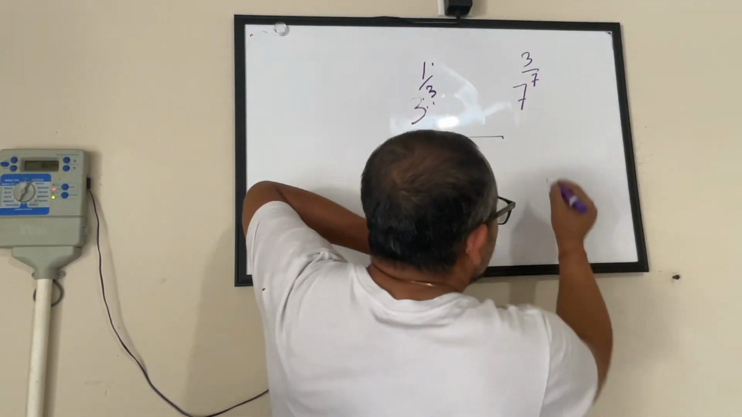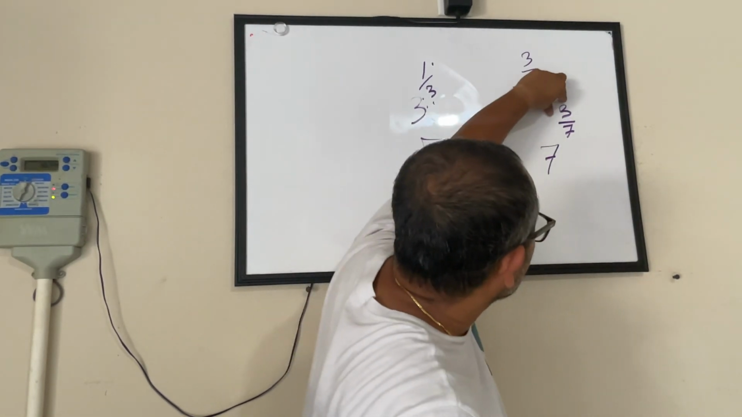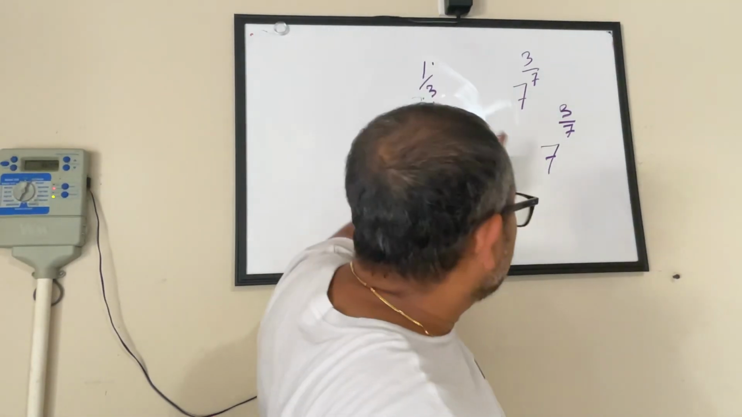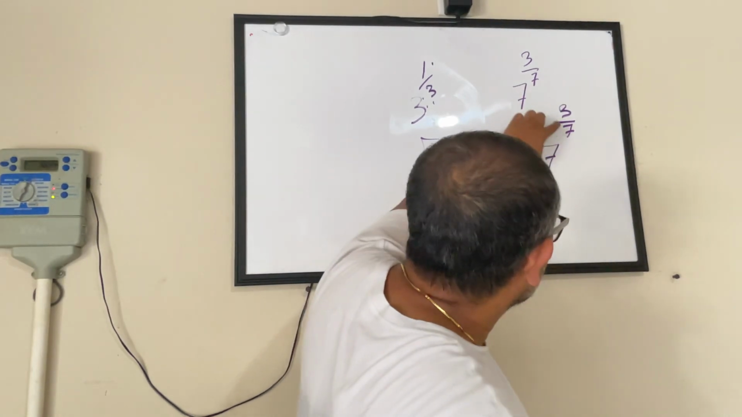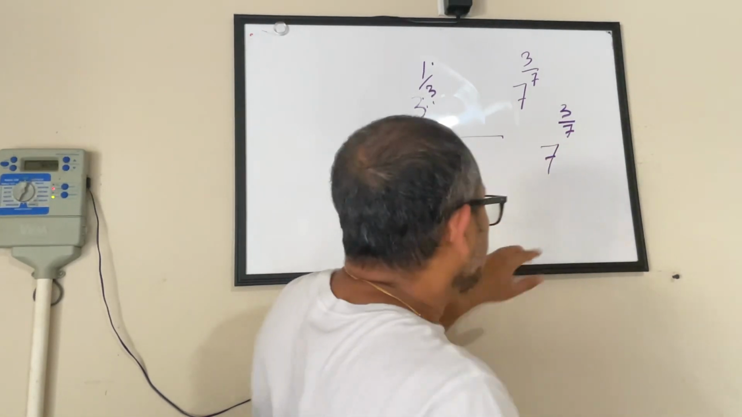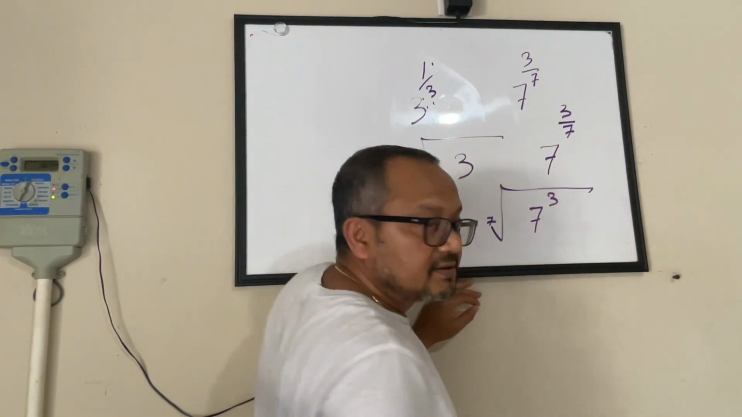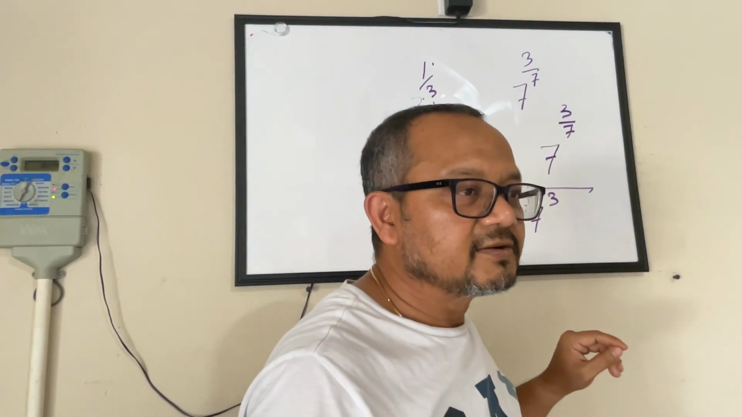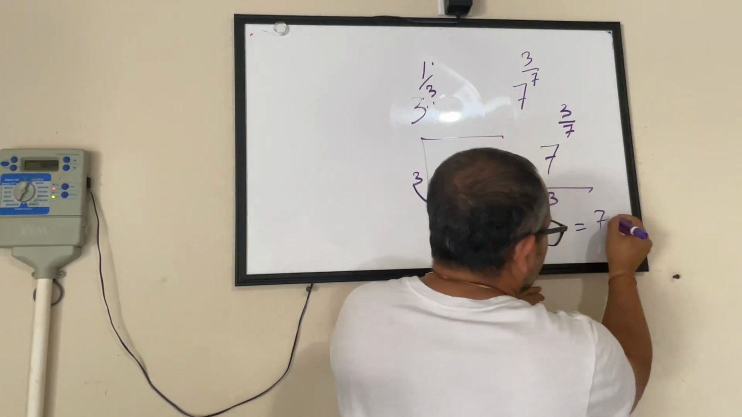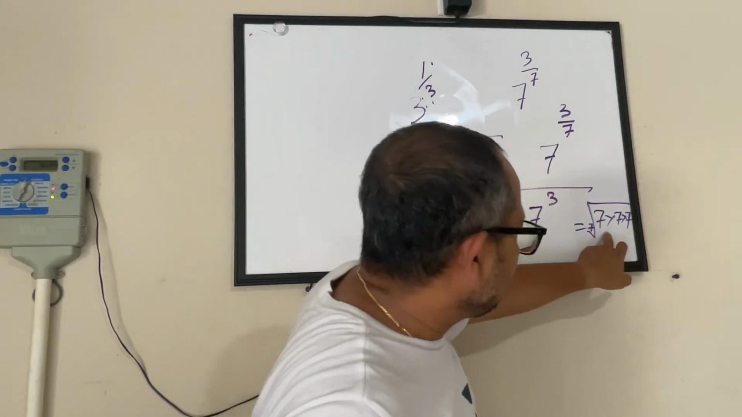Here if you see this one, 7 to the power 3 by 7. What does it mean? In the earlier example you had 1 by 3, so 3 to the power 1 and cube root of that. Here, 7 to the power 3 by 7 means 7 to the power 3 and 7th root of that. So you can as well write this as 7 to the power 3, or 7 into 7 into 7, 7th root of that. So this will be 49 into 7.